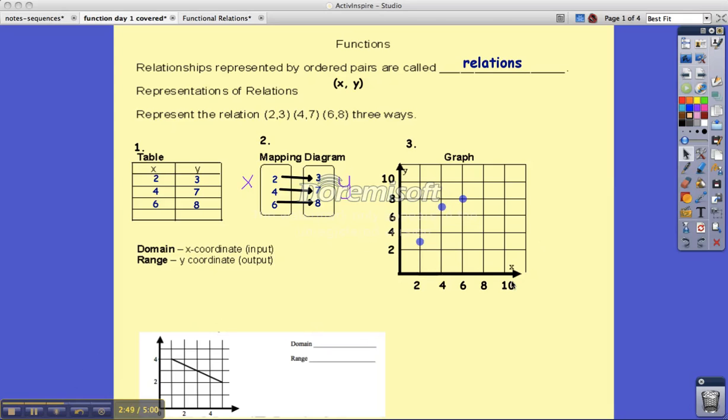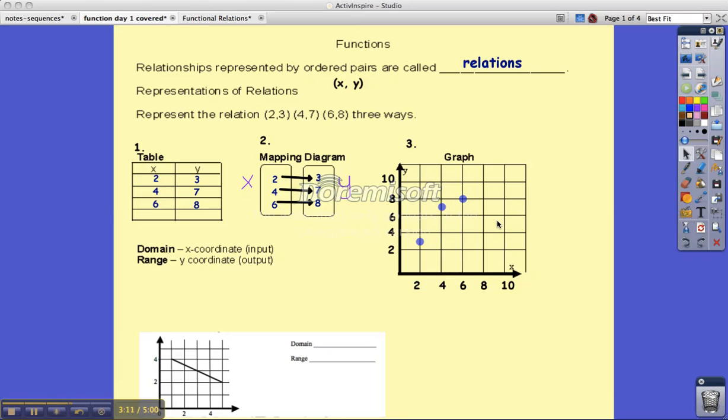So as you look here, you may have picked different numbers along the bottom, but as long as your intervals were equal, so my interval was jumping by 2, 2, 4, 6, 8, 10 on both of them. As long as your intervals were equal, it doesn't matter which intervals you used. And I have 2 with my x matching with 3, 4 with 7, and 6 with 8. So again, something you've been doing for a long time.